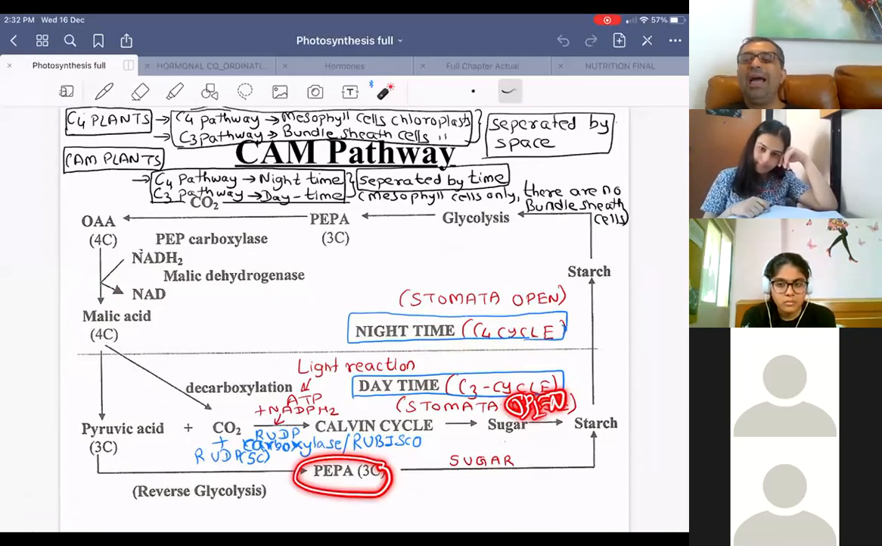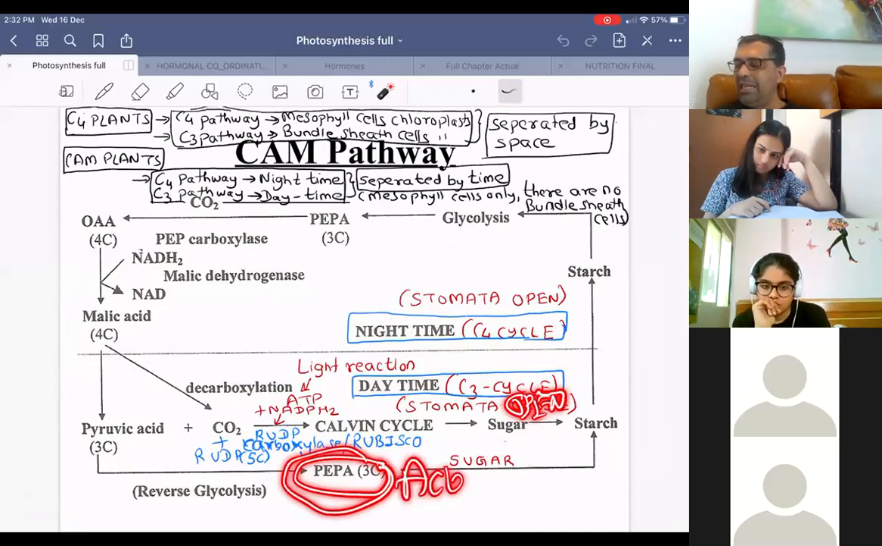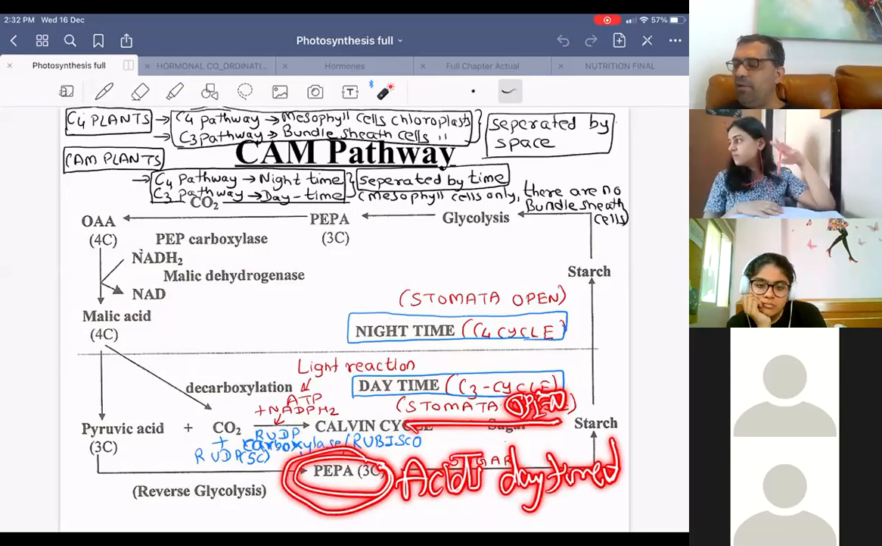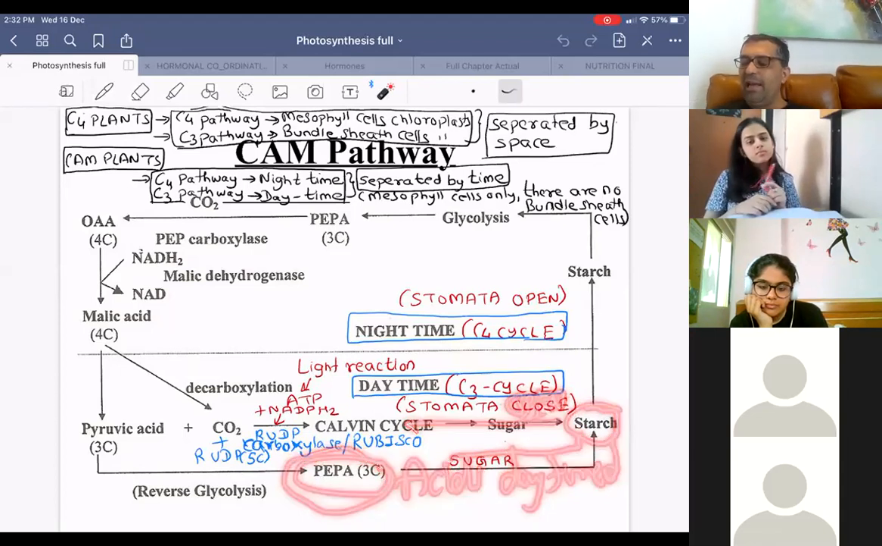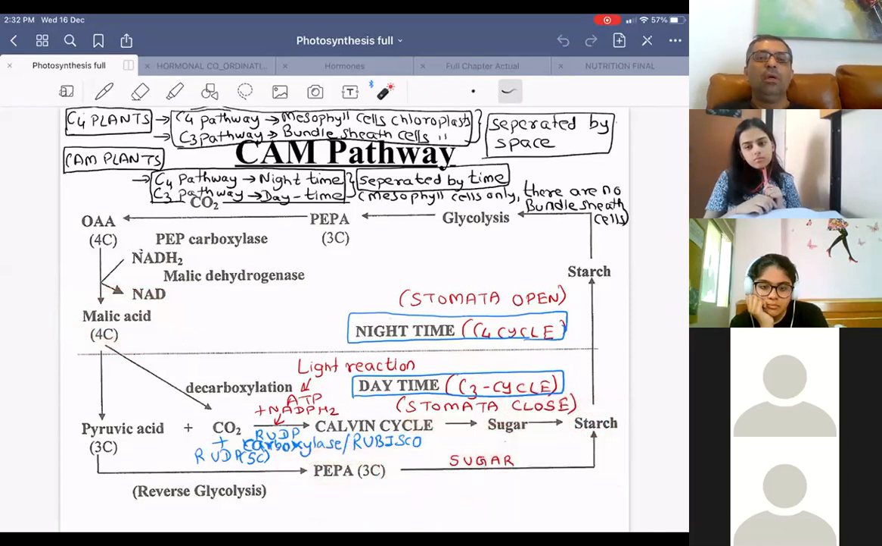It all depends on the acid-base balance, which you will do later. You cannot have acids in daytime. Acids in daytime should be less, otherwise stomata will open. So what will it get converted into? Glucose and starch. In the daytime, what is optimum? Starch. At night time, what is optimum? Acids. Acids will help stomata to remain open because of favorable pH.